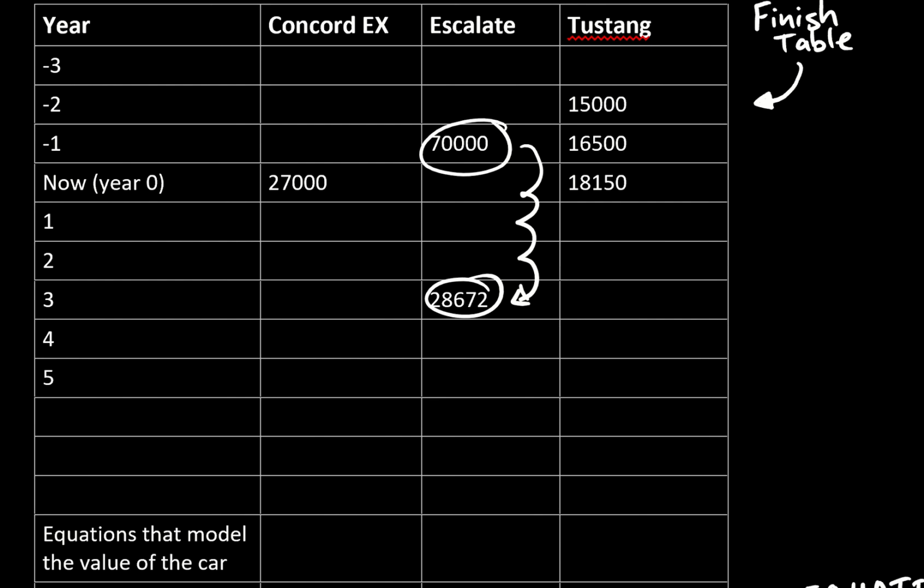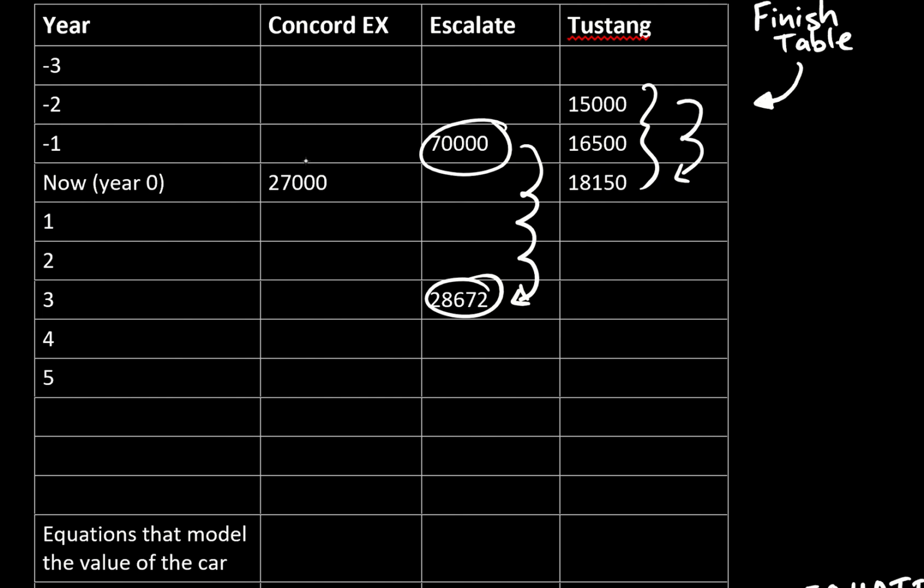And then finally, the Mustang, using these values, it's probably going to be pretty straightforward to figure out what your multiplier is. The question is, what do you multiply by to go from 15,000 to 16,500? And then from 16,500, what do you multiply to go to 18,150? The multipliers are probably the same there, or very close to the same value. And then you just continue on from that. We do know year 0 for that car, so that's nice.